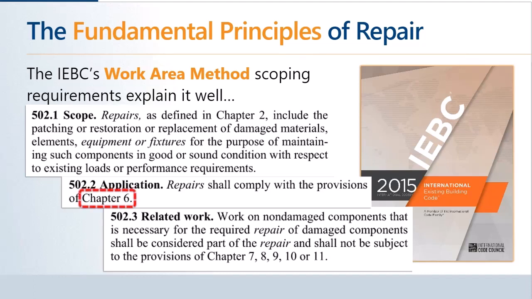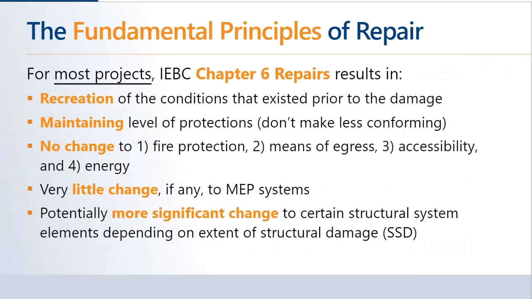And something important to keep in mind, that there is no threshold on the cost, the extent, the size of a repair project. In fact, that's where we find the provisions for substantial structural damage. It is in the repair chapter. So in a nutshell, for most projects, the IEBC Chapter 6 repairs, if it's the 2015 edition, result in recreation of the conditions that existed prior to the damage, maintaining the level of protections, right? That's don't make it less conforming, and really no change to the fire protection, means of egress, accessibility, and energy provisions.